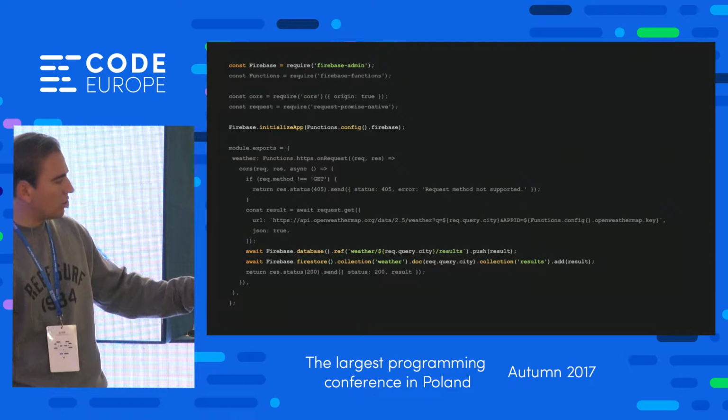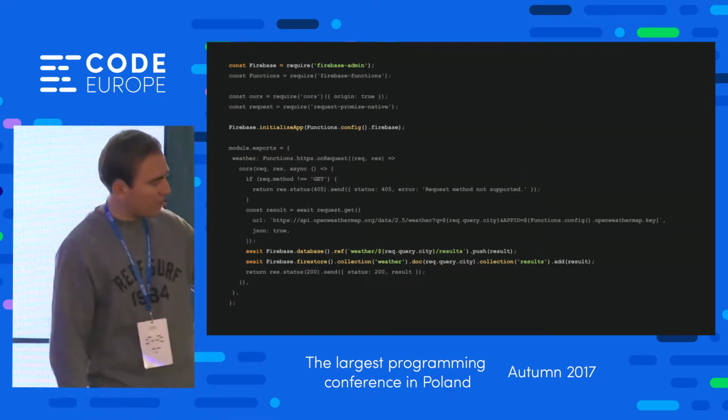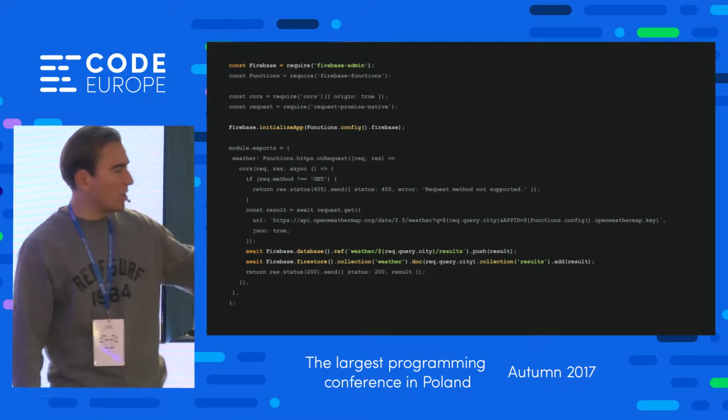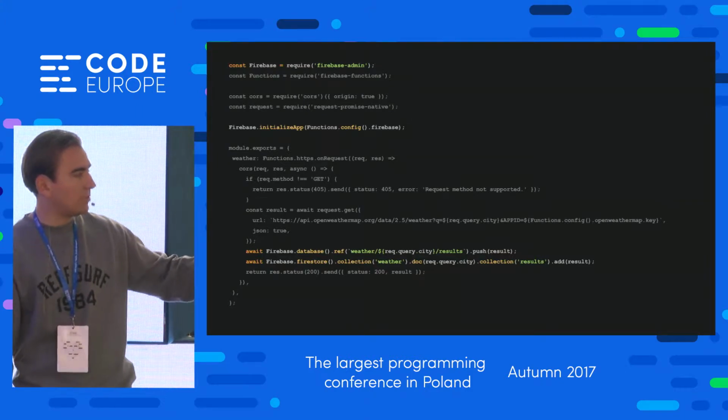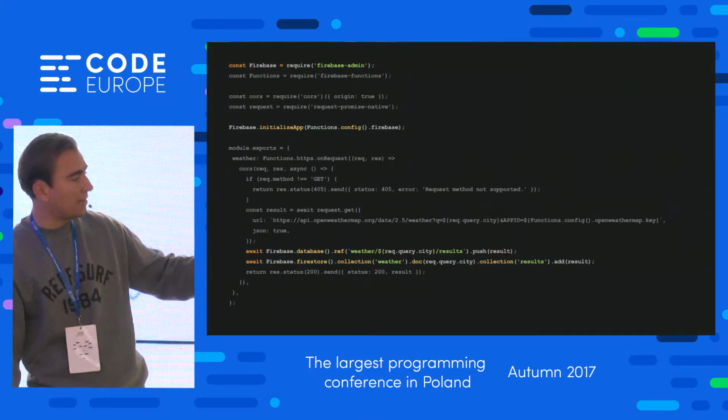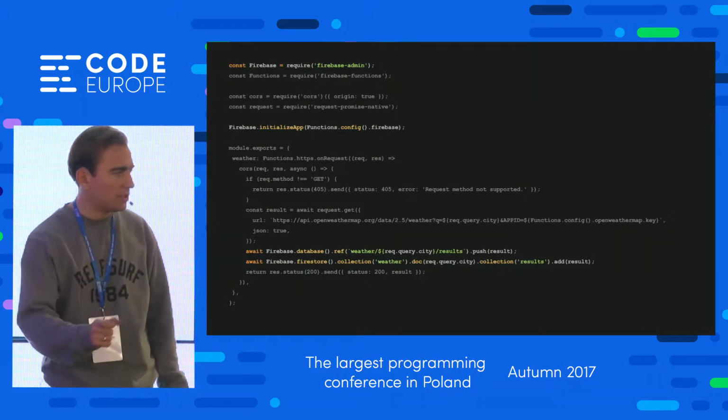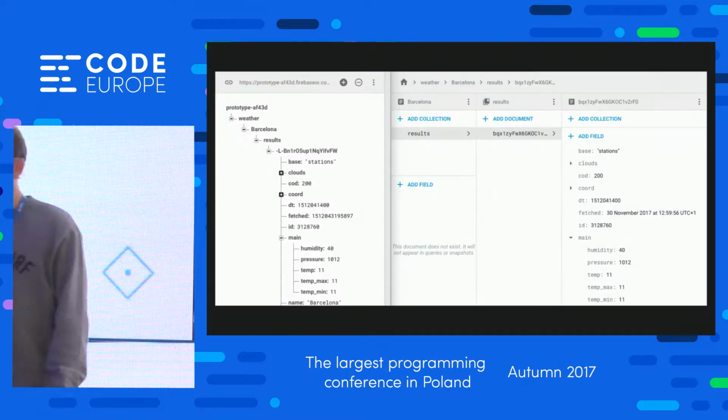Firestore, same kind of story. We've got collection, we've got a weather collection, we've got a document. This is our query parameter city. We've got a collection of results, and we're going to use a method called add, and we're going to add the result to it. Again, it generates a key for me. So here we go. Two databases.